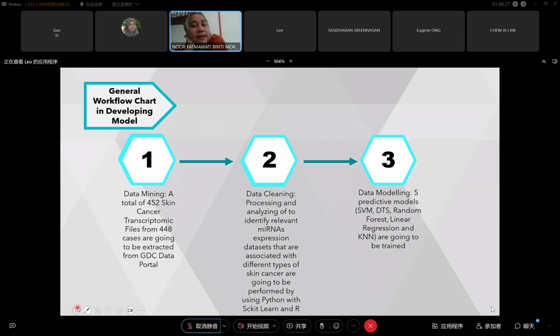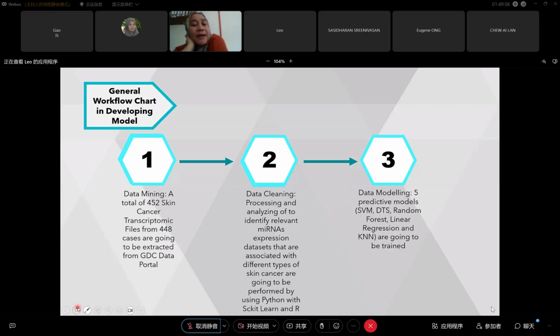So in this data mining, the total of 452 skin cancer, and for early diagnosis, usually you have a counter sample from normal. Okay. So usually that's common, because you need to have a reference and compare the patient. In your case here, you say for early diagnosis, but looking at the data that you show here, it's only coming from one group, which is from patients only.